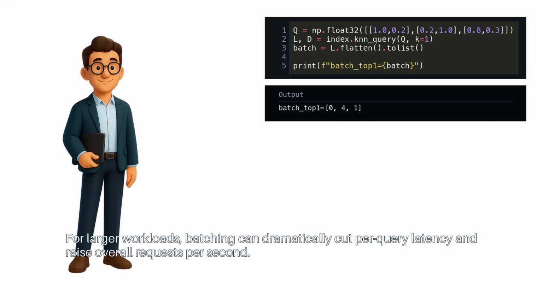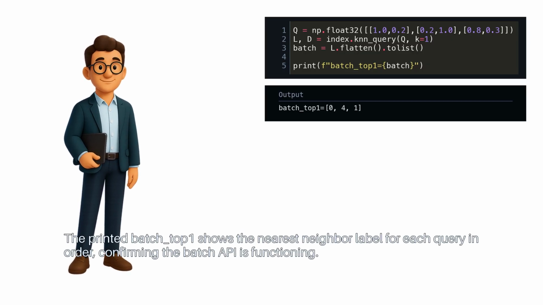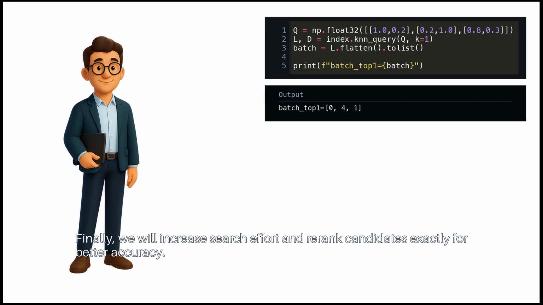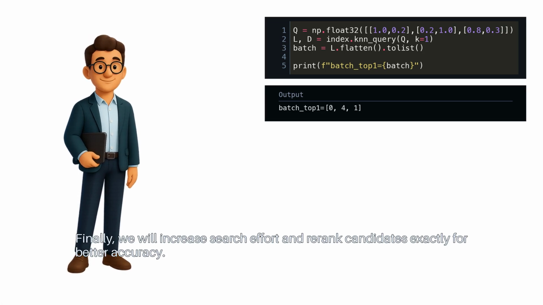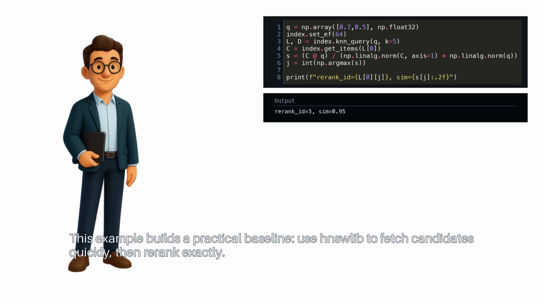For larger workloads, batching can dramatically cut per query latency and raise overall requests per second. The printed batch top one shows the nearest neighbor label for each query in order, confirming the batch API is functioning. Finally, we will increase search effort and re-rank candidates exactly for better accuracy. This example builds a practical baseline.